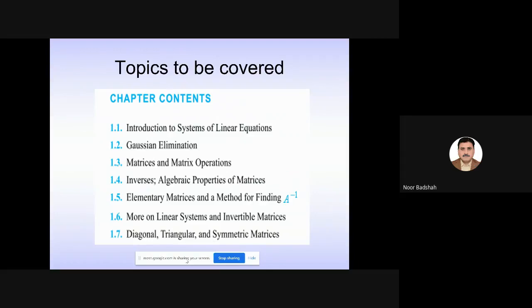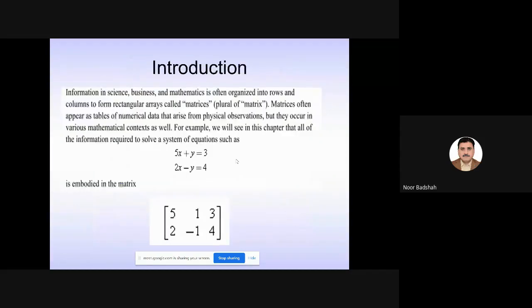Okay, introduction to a system of linear equations, Gauss elimination. We will be discussing that. I hope you know some of these things. I might be explaining something differently. Matrices, matrix operations. We'll be talking about finding inverses by elementary row methods, and then some more things on linear systems, invertible matrices. We'll be talking about diagonal, triangular, and symmetric matrices. Right, so we're talking about all these things.